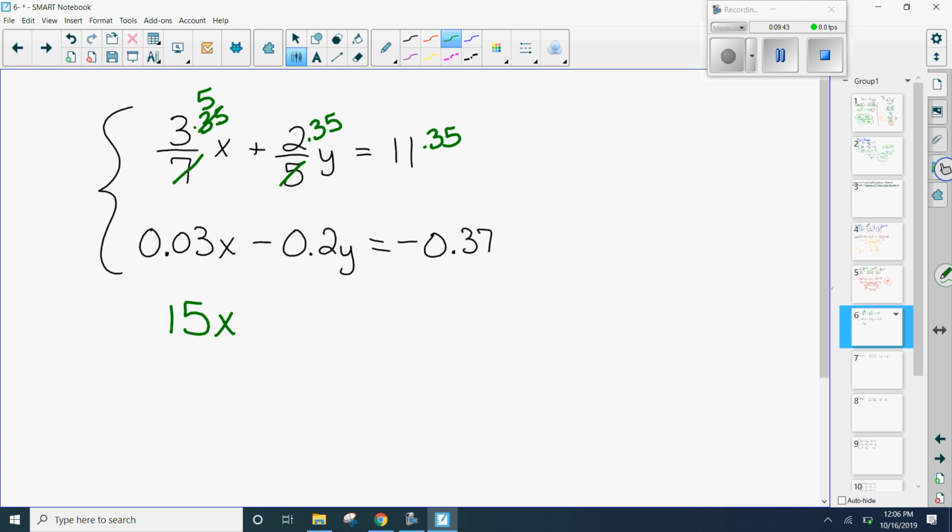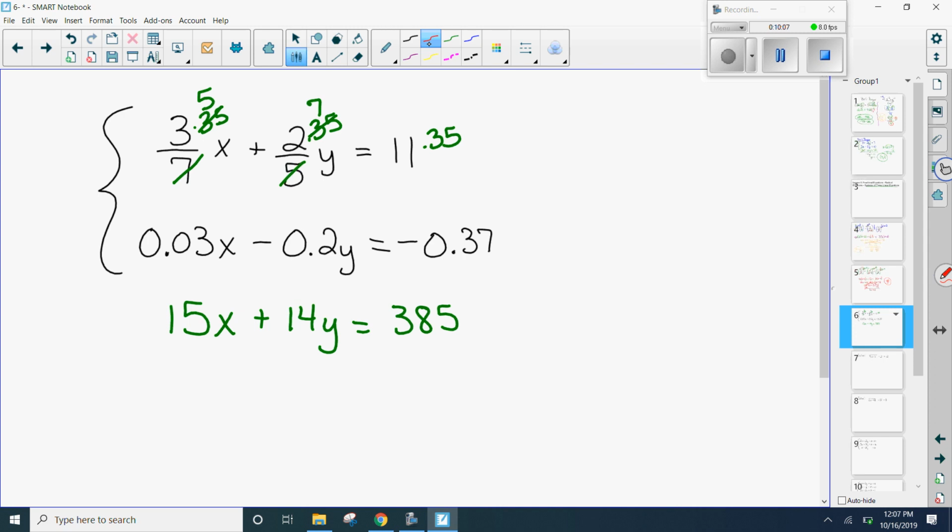15x. 5 goes into 35, 7 times, and you get 14y. And remember what happens when you multiply by 11? We separate the 2 digits and add them together to put the middle value, so it's 385. 35 times 11 is 385. That helps the top equation.